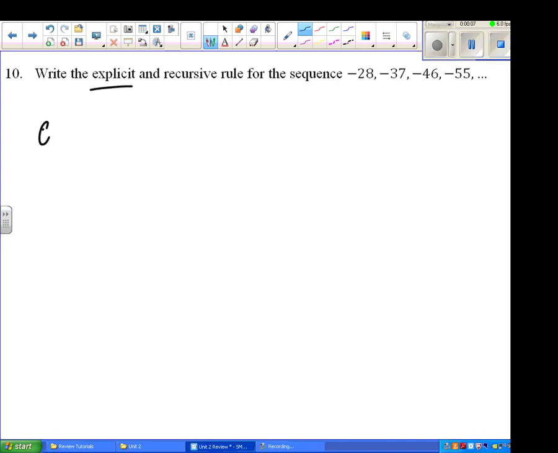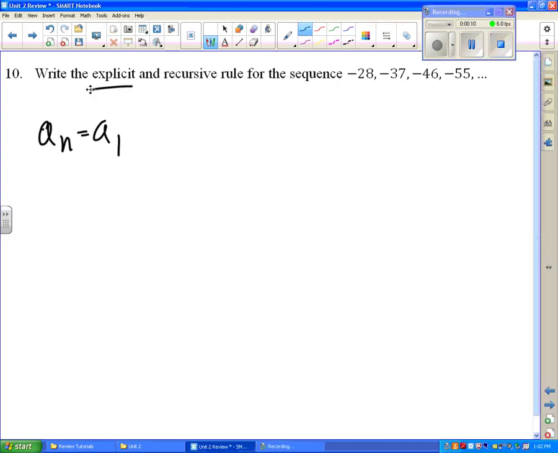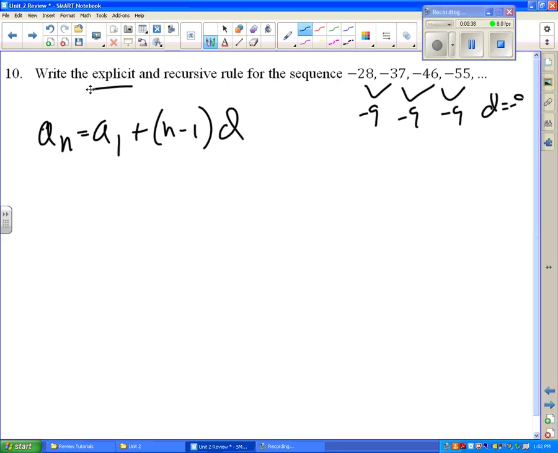Number 10, write the explicit and recursive rule, same thing as question 9. The explicit rule, a of n equals a of 1 plus n minus 1 times d. We need to know our common difference. Our common difference here, negative 28 to negative 37, we're going down by 9. So our d is negative 9.